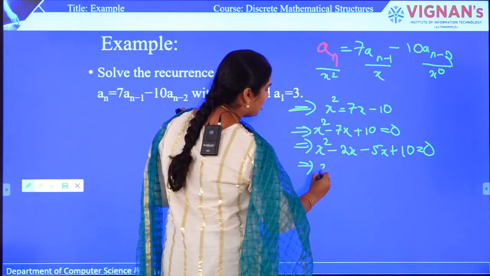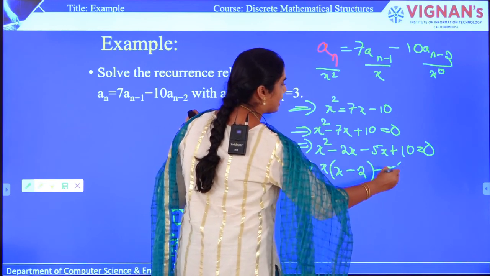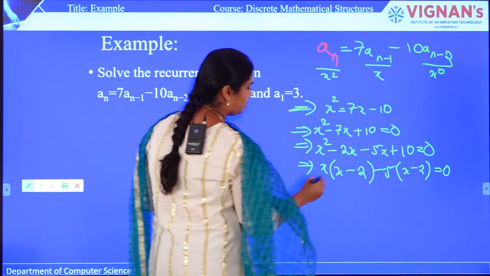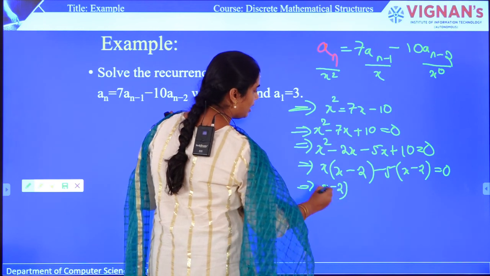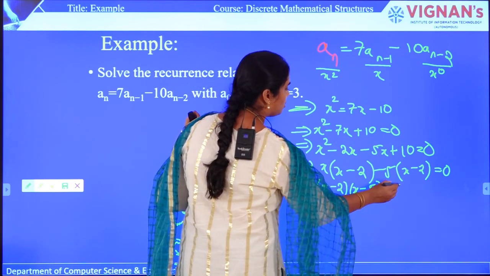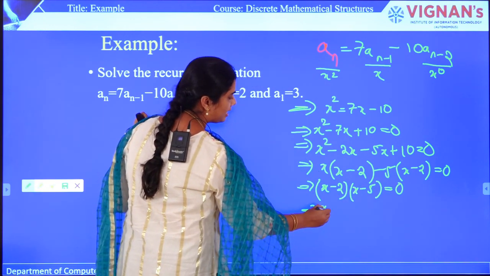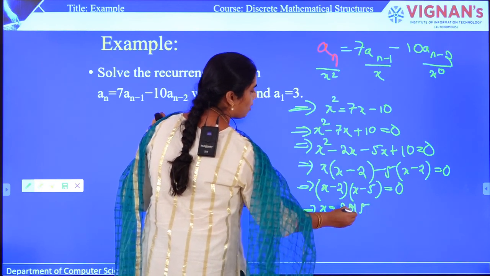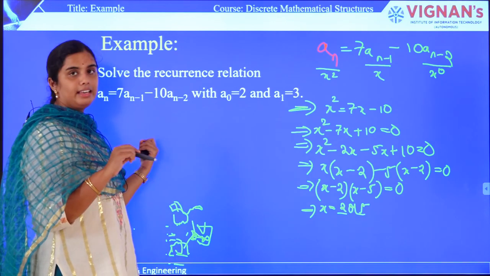Now, x(x - 2) - 5(x - 2) = 0. So, it will be transformed as (x - 2)(x - 5) = 0. So, what are the final roots then? x can be 2 or 5. So, 2 and 5 are the roots of the given equation.